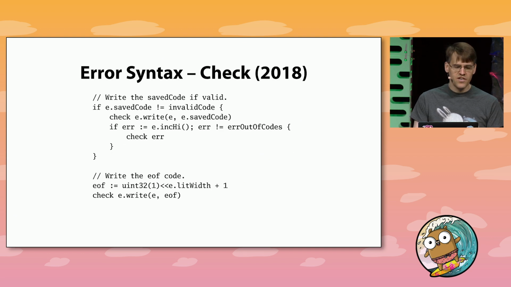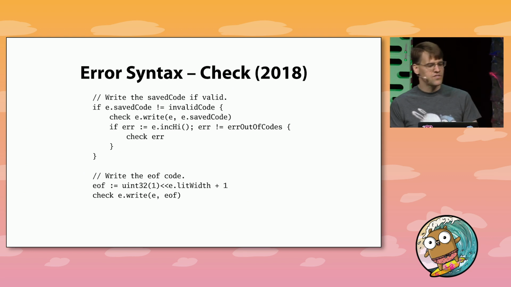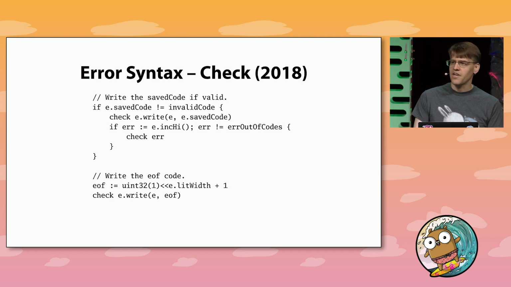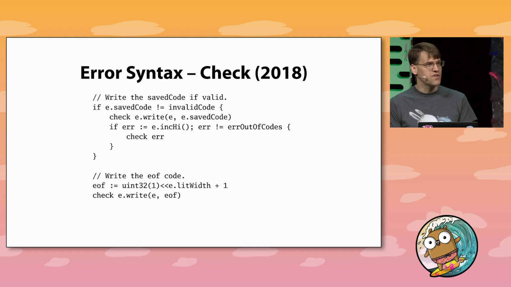At GopherCon last year, we presented a draft design for a new control flow construct marked by the keyword check. Check consumes the error result from a function call or expression. If the error is non-nil, the check returns that error. Otherwise, the check evaluates to the other results from the call. This version of the same code uses check, which removes some lines of code, and more importantly, highlights that the call to e.inc is allowed to return early.